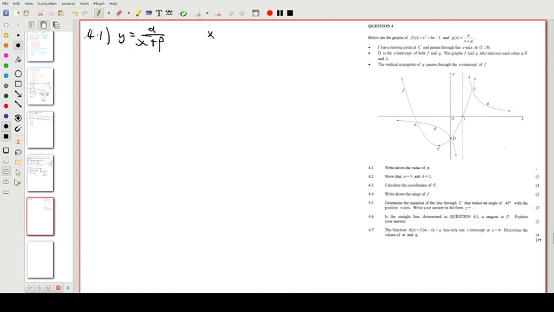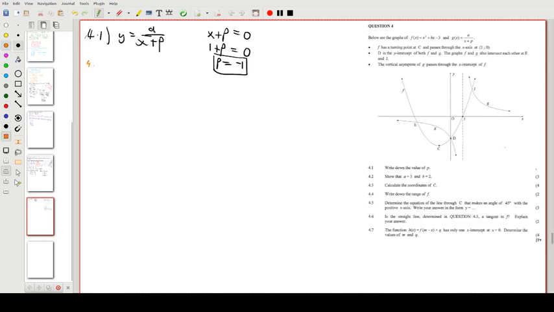So if x plus p equals 0, then we'd have a problem. Then we'd have an asymptote, or an undefined spot, which is an asymptote. Right? We can see here though, the asymptote is at x equals 1. So we can replace x with 1 and say 1 plus p equals 0. And that gives us p equals negative 1. So there's our value of p. Easy as that.